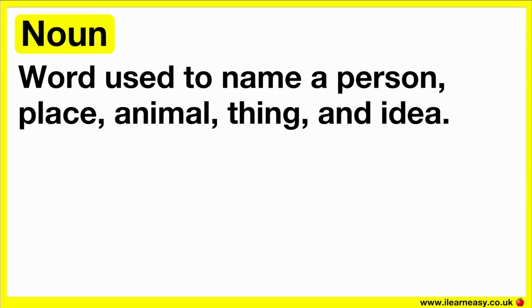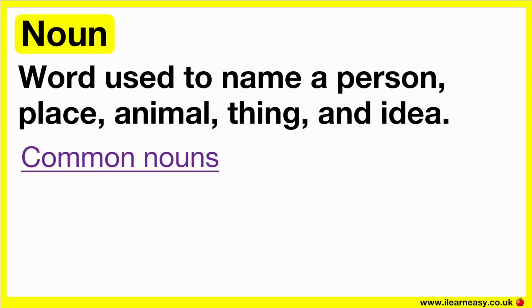A noun is a word used to name a person, place, animal, thing, and idea. We can classify nouns into 2 main categories: common nouns and proper nouns. Common nouns refer to general things that aren't unique or individual.